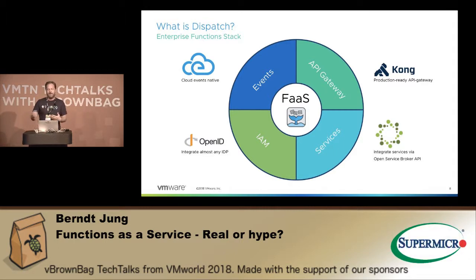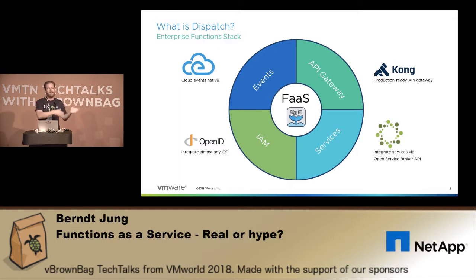We've got integration with Open Service Broker, another way to integrate external services and make those available to functions. And then we've got tenancy constructs and the ability to work with existing identity providers, including Google, GitHub, and VIDM. Basically any OpenID compatible identity provider.